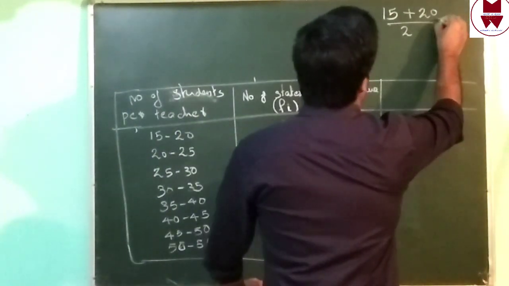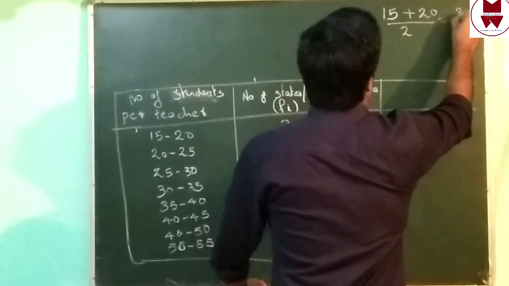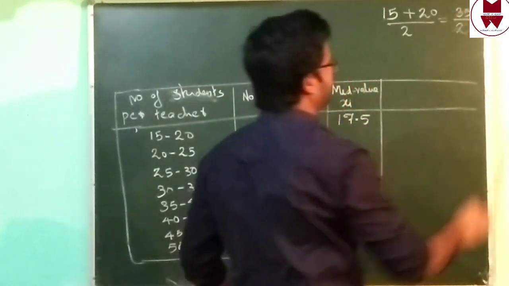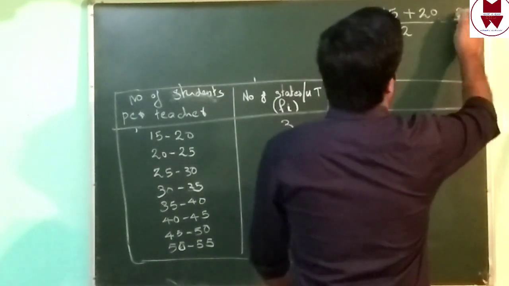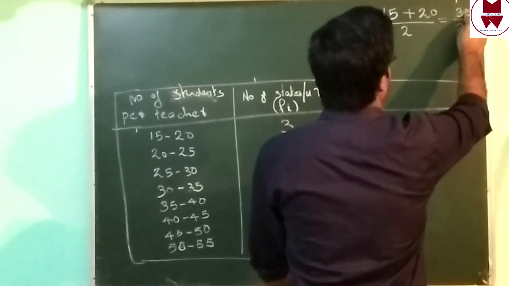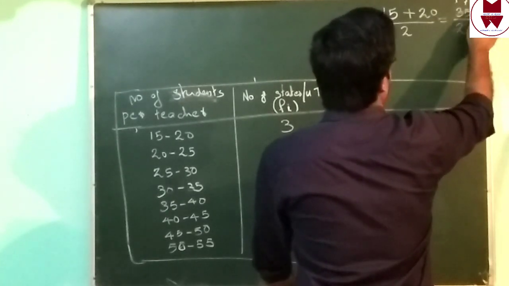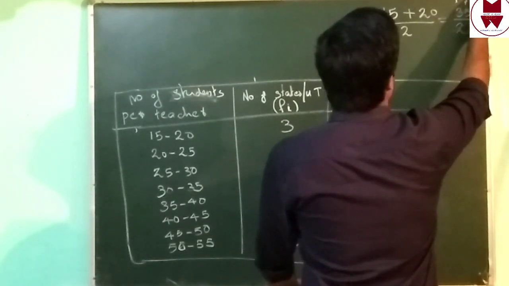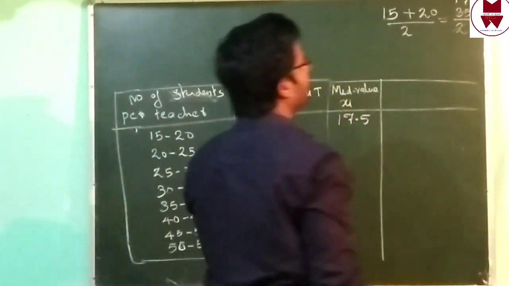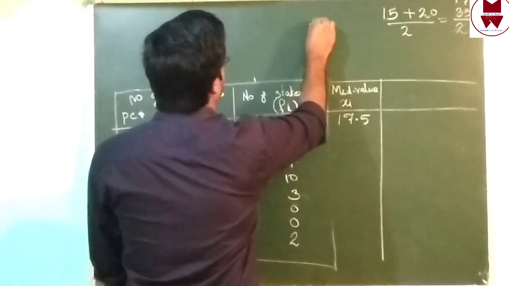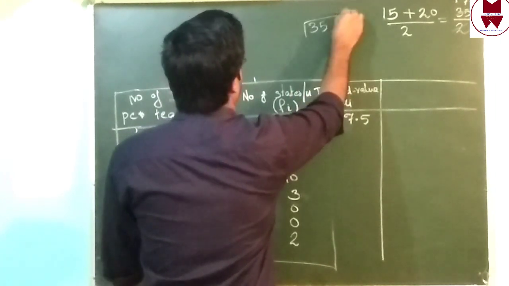Then 15 plus 20, 35. Divide by 2. Cut it. This 35 and 2. In 3, 1 time. Then remainder 1, 15. In 15, 7 times. Then point. Then remainder 1, that will be 10. 10 divided by 2 is 5. You will get 17.5. Otherwise, normal division also you can do this like.